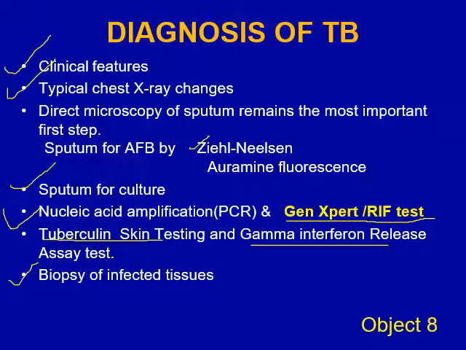So for diagnosis of TB, we do the clinical feature, chest X-ray finding, and detection of the Mycobacterium tuberculosis by the sputum for the AFB becoming positive. Negative not excluded, we do the sputum for the culture for TB, or we do the PCR by GeneXpert test also. And also you have the tuberculin test and the gamma interferon release assay, or biopsy of infected tissue like biopsy from the lymph node, biopsy from the pleura, pleural or liver biopsy also, or bone marrow biopsy.